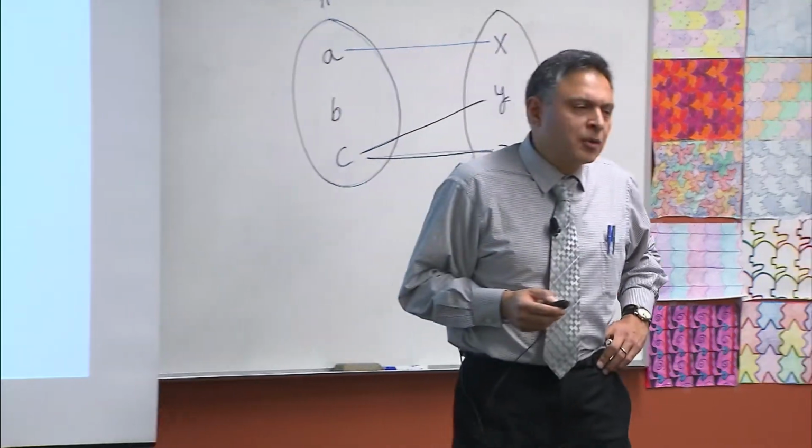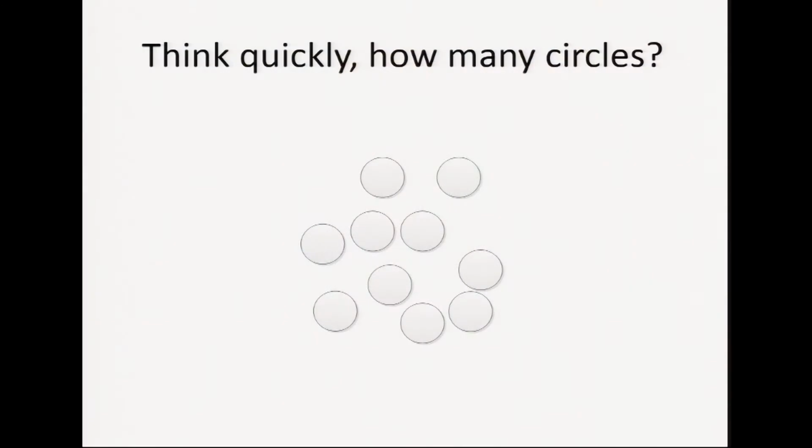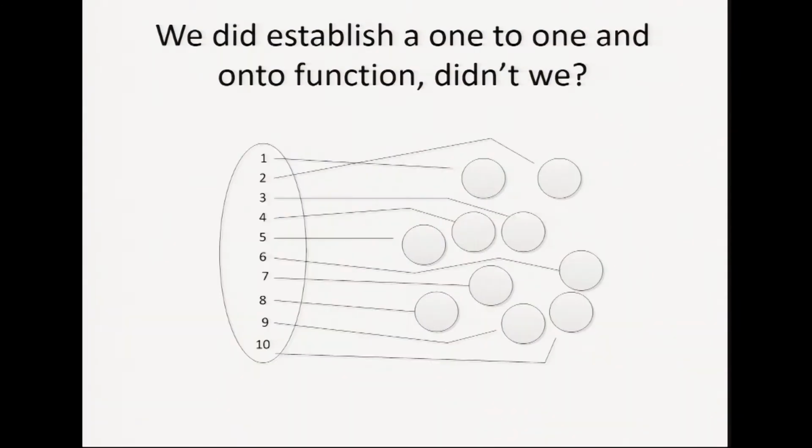How many elements, how many circles do you see? 10. Oh, that was quick. Yeah, it is 10. And you probably did something like that. We use one-to-one and onto functions often. Every time you count, you are actually establishing a one-to-one and onto function. You are very familiar with the set from 1 to 10, and then you just establish the relationship. Oh, this is the number 1, that's the number 2, and so forth.